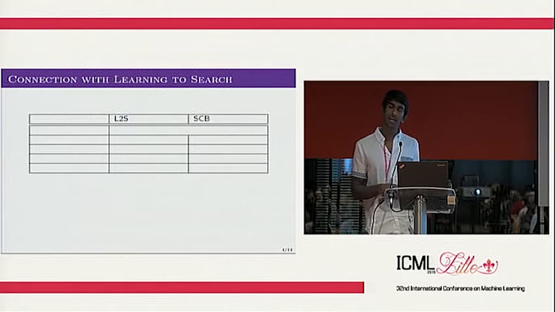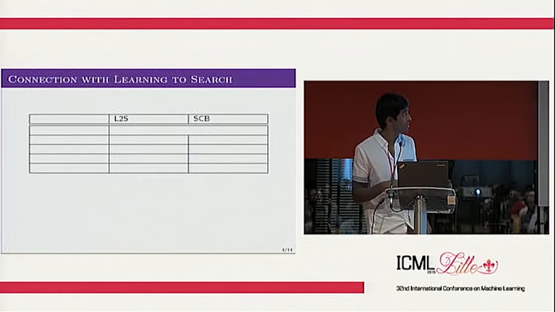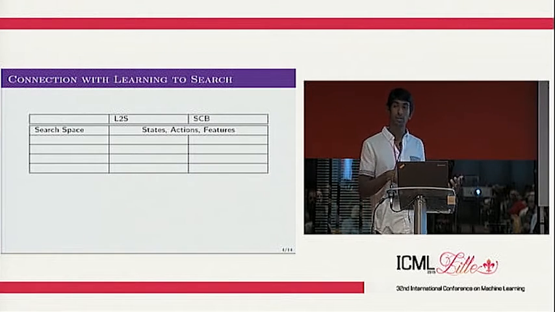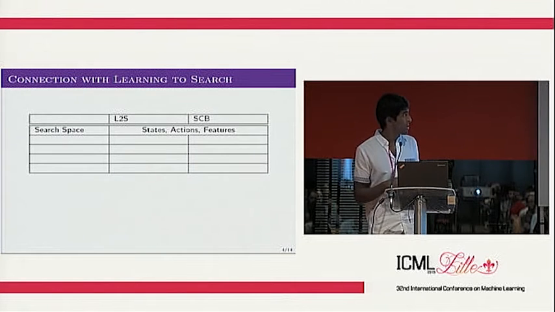So learning to search is a technique for doing structure prediction where you have examples and labels. It's slightly different from the contextual bandit setting where you don't really have labels. But you do convert the structure prediction problem into a search space with states, actions, and features, just as we were going to do here.